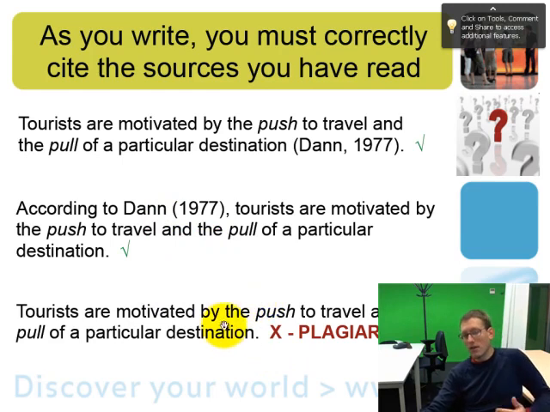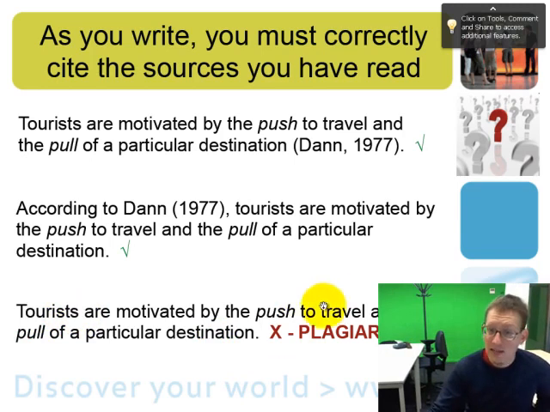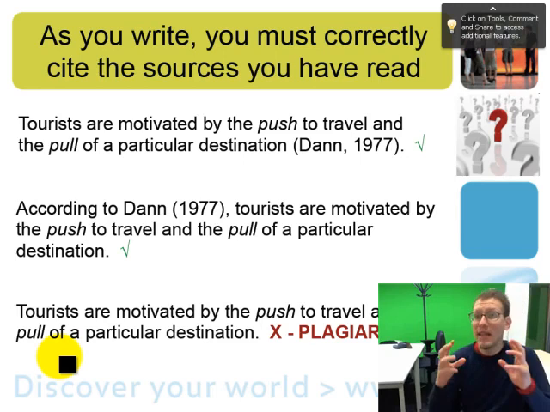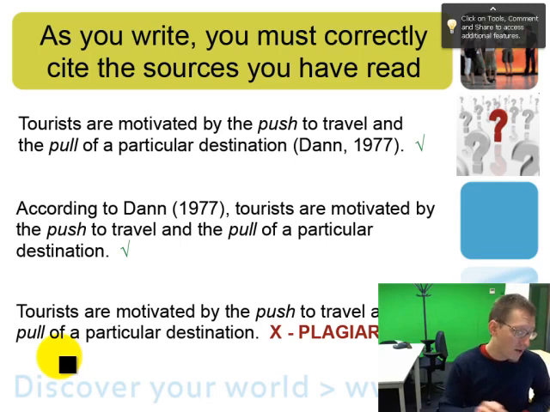So to write about that theory without saying in some way, hey, it comes from this guy in his 1977 paper, is in fact plagiarism. And this is the case even though this is a sentence that I wrote. I did not copy and paste this sentence out of Dann. I wrote that tourists are motivated by the push to travel and the pull of a particular destination. But that idea comes from Dann, and I have to give him credit not just for the words, but even for just the idea. Otherwise, it's plagiarism.